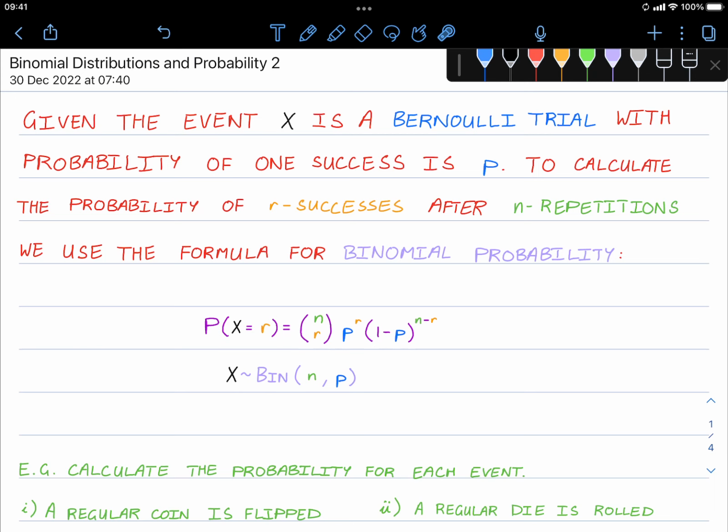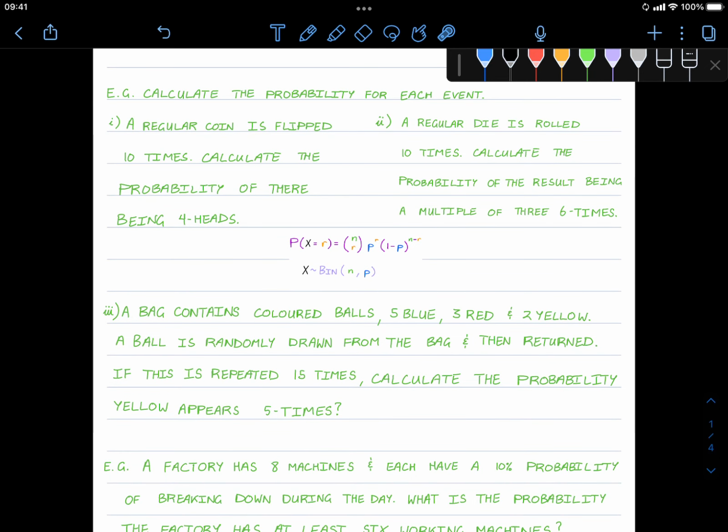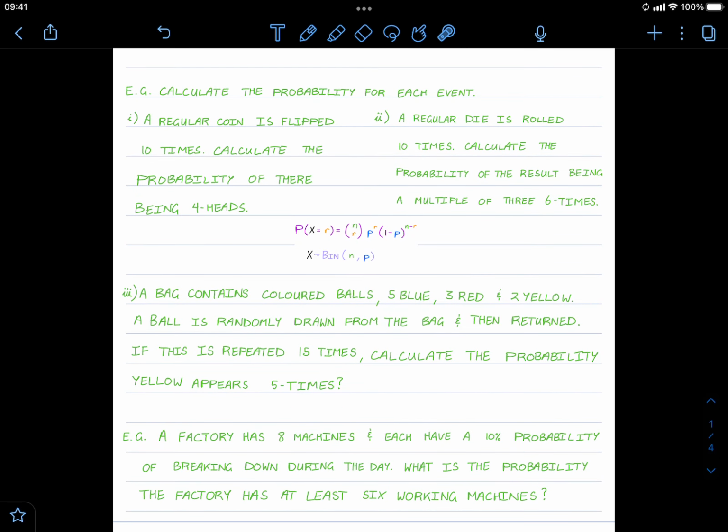So given an event X that is definitely a Bernoulli trial, we know that the probability of one success is some fraction or decimal p. In order to calculate the number of successes, which we've labeled R, with n repetitions, we simply use this formula. Now, it may seem a little cumbersome at first, but I'll demonstrate to you using these 4 examples how we might apply this formula. You can go ahead, pause the video, and give this a go yourself.